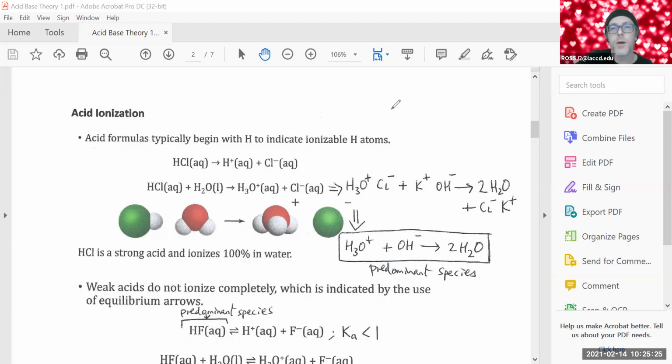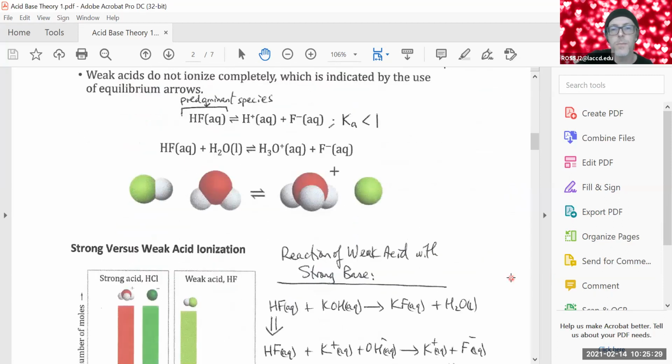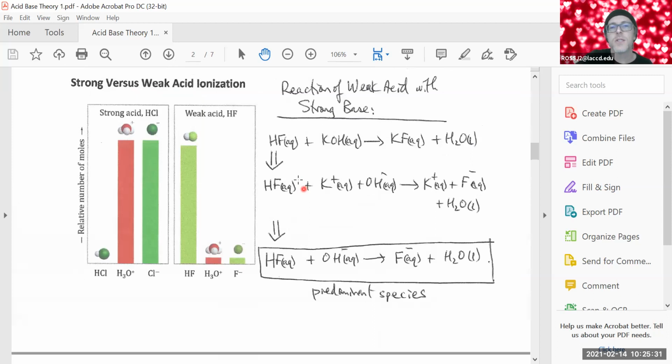So let's look at the predominant species for the weak system. So let's say we have HF and the strong base, KOH. So we've got a weak acid and a strong base. We have to look at predominant species. So the predominant species for the weak acid is just HF because it only partially dissociates. However, the predominant species for the strong base are the free ions because it completely dissociates.